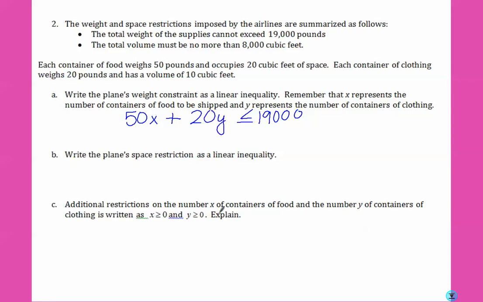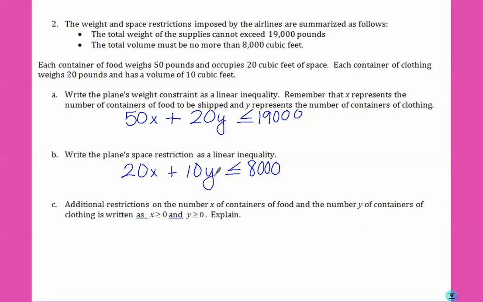Using that idea, I want you guys to try and write this one for the space. It's extremely similar. So what's our restriction for the space? Can't go over 8,000. How much space does a food container take up? 20x. Plus, how much is the clothing? 10y.